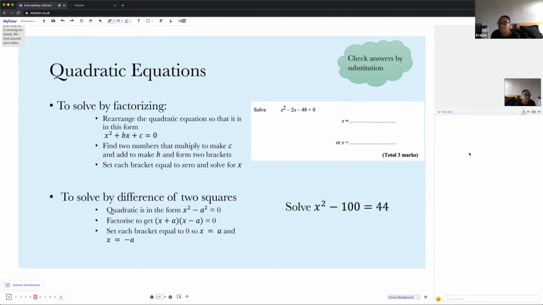Someone's asked, will there be a Kahoot? There will be a Kahoot at the end, but it won't be based on the recap questions that we're doing now. It'll be based on something we're going to do in a few minutes, so it'll be based on revision and exam techniques.